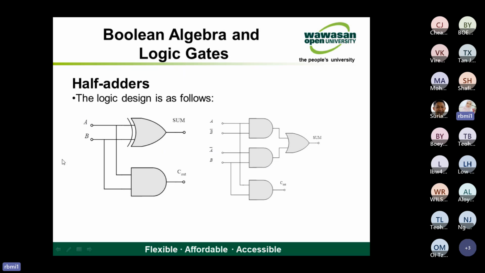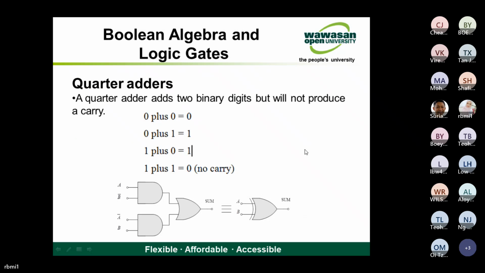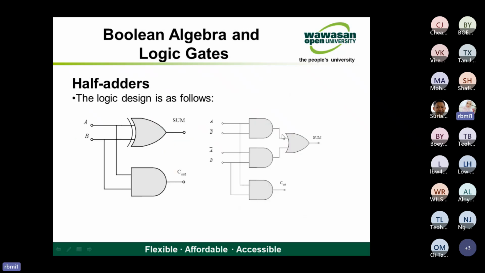Since the carry out bit is a result of an AND operation, we merely put an AND gate in parallel to a quarter adder to obtain a half adder. Remember, this one is the quarter adder, and we put an AND gate to get the half adder. This is the half adder logic diagram.